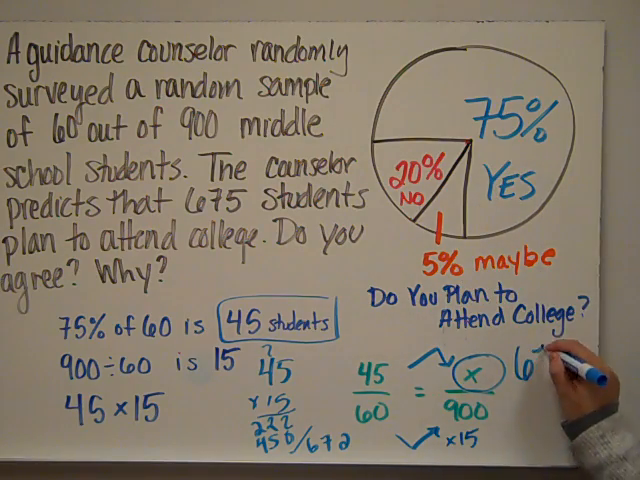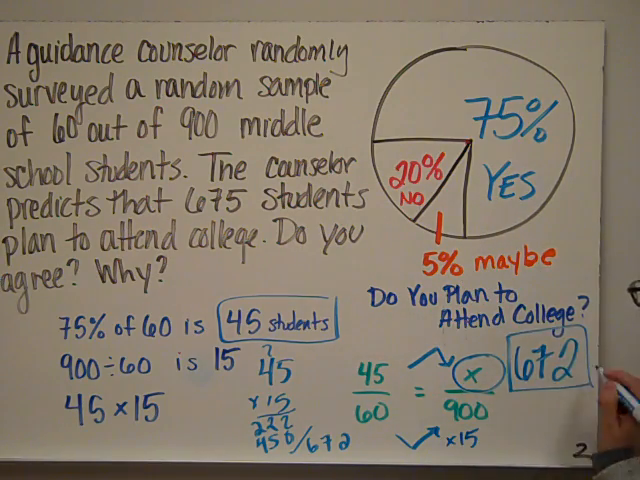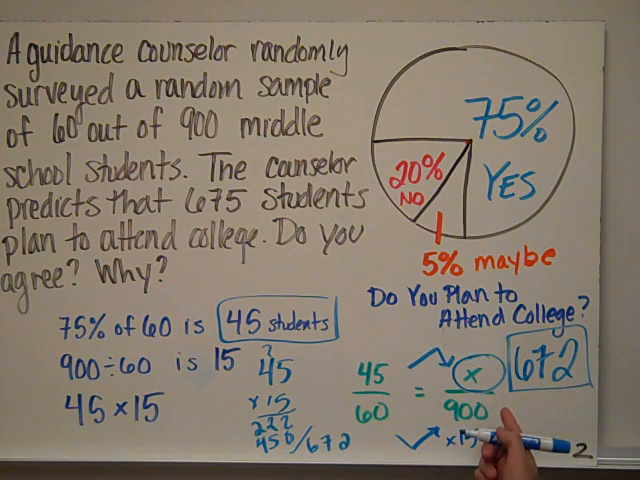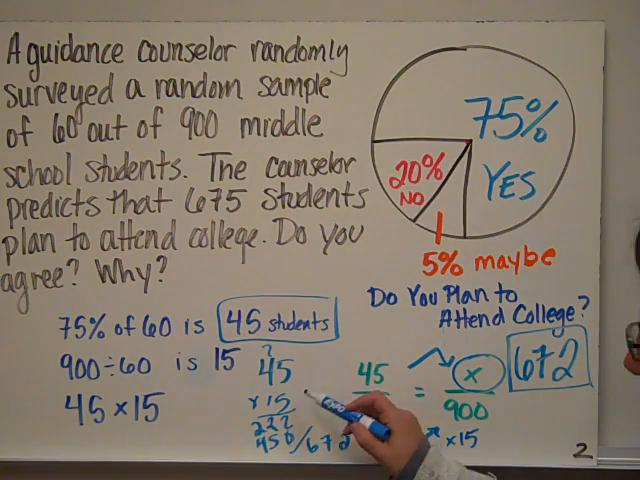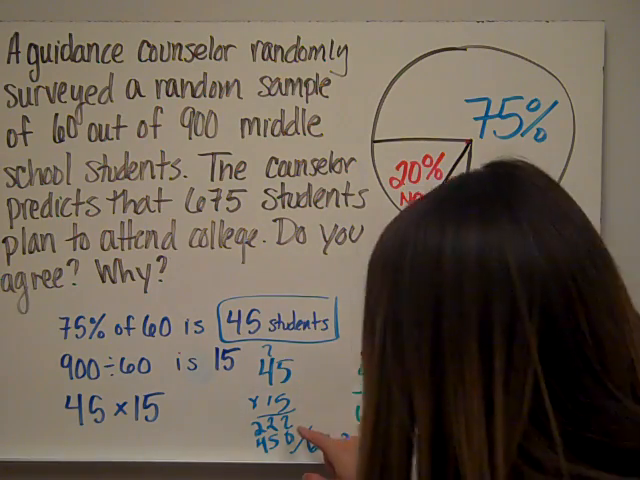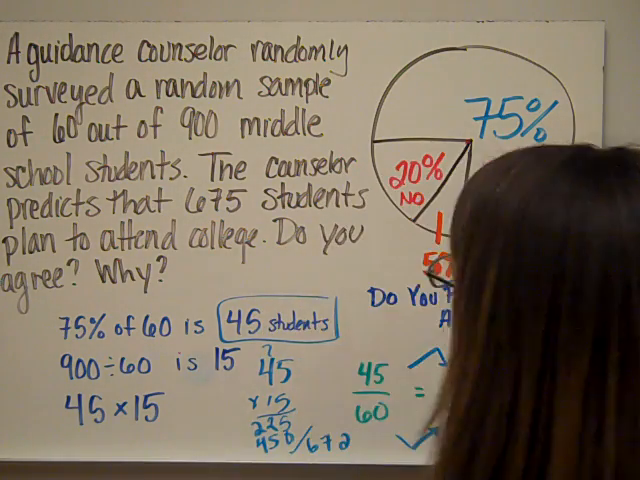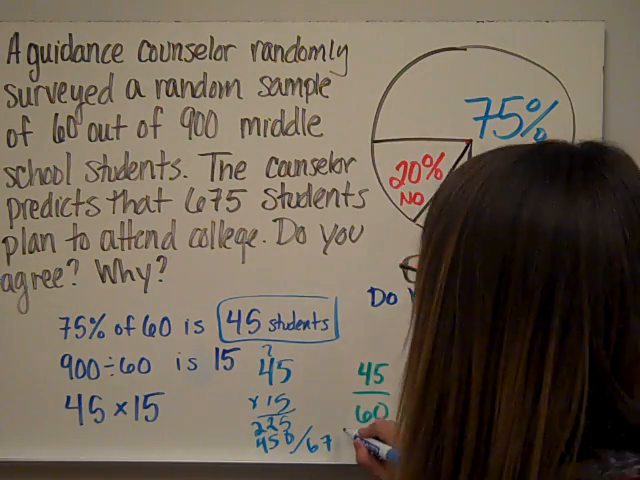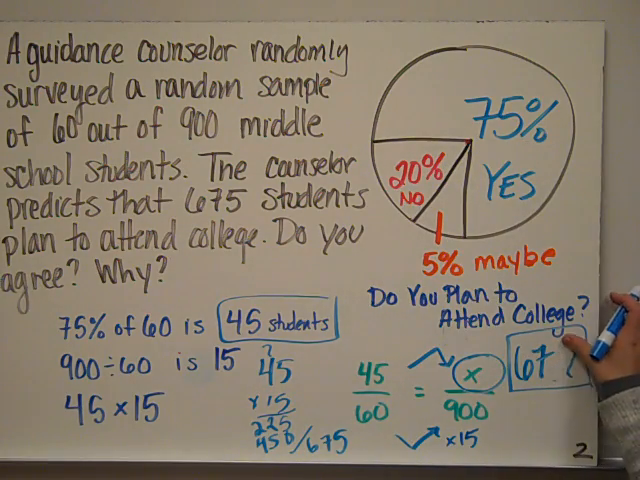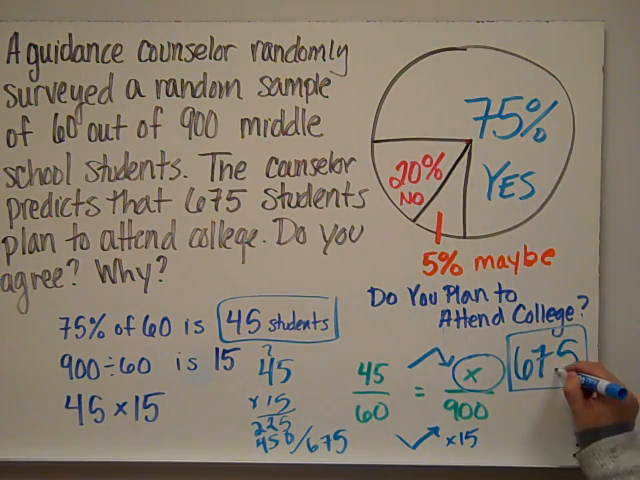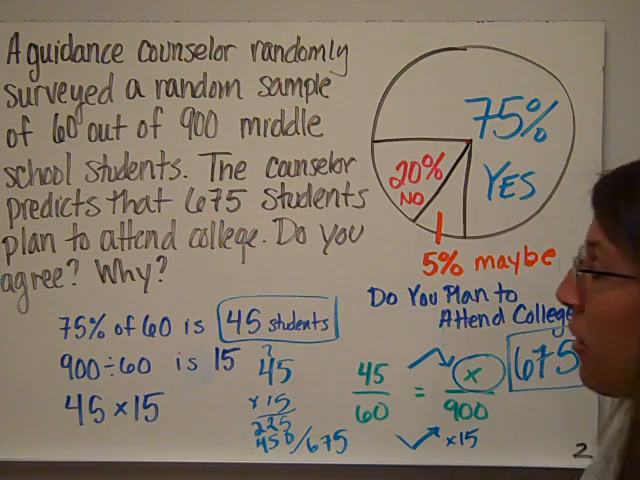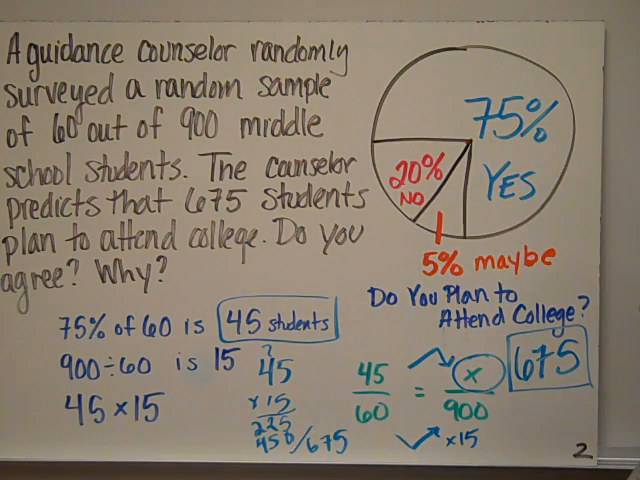672. So this would be 75% of 900. Is that true? Did I mess up? Let's see. I did. I didn't think that made sense. Excuse me, it's 675. That is definitely right. I knew that 2 wasn't right. So 675 out of 900, that's 75%. Okay?